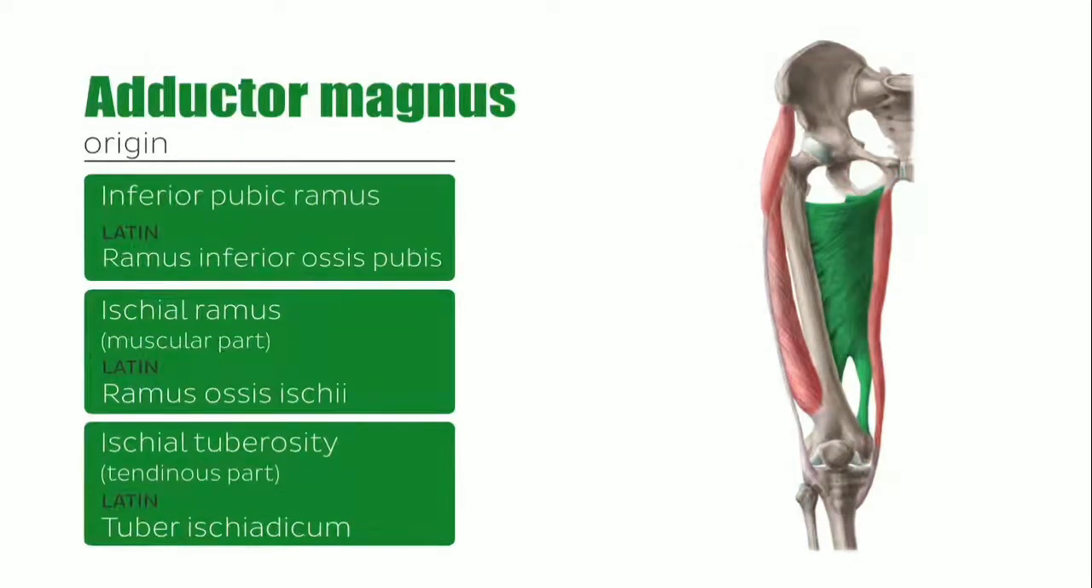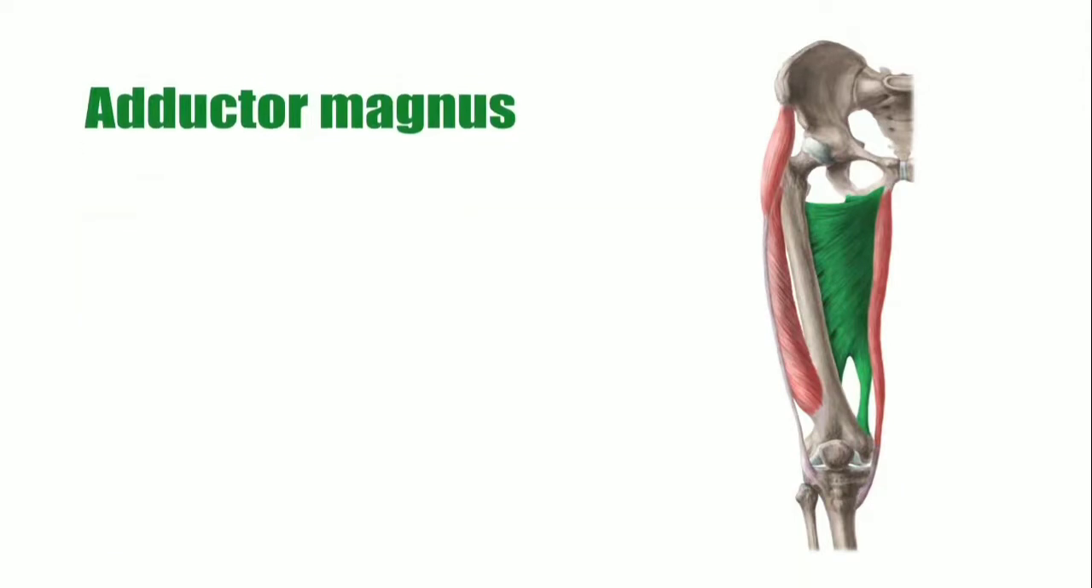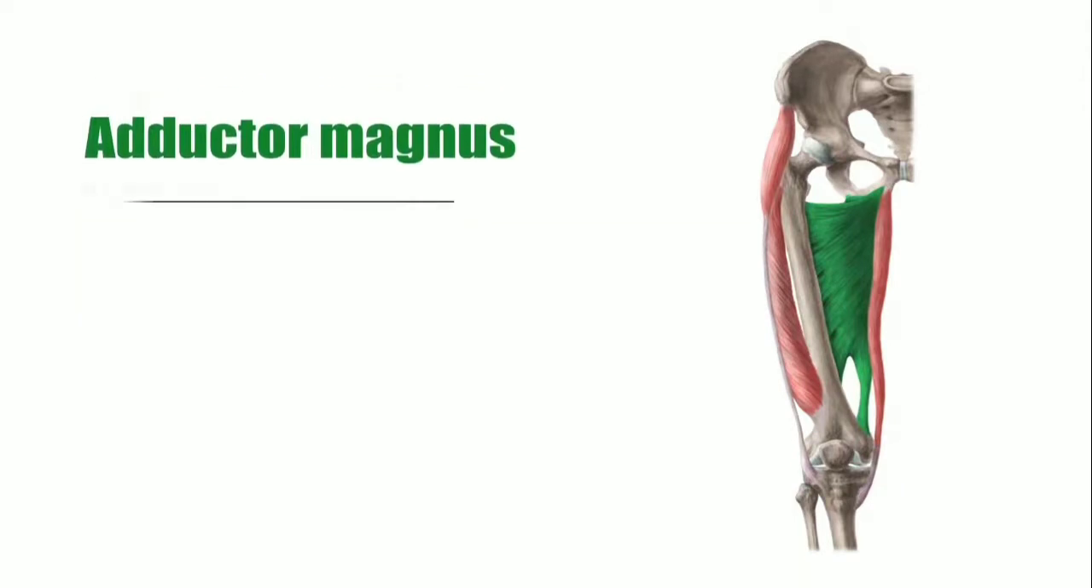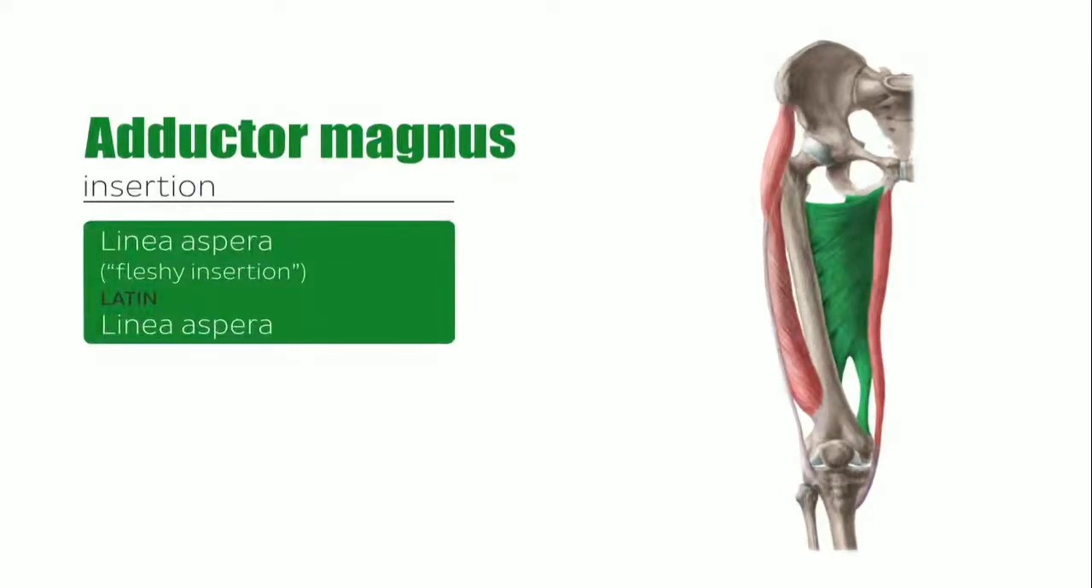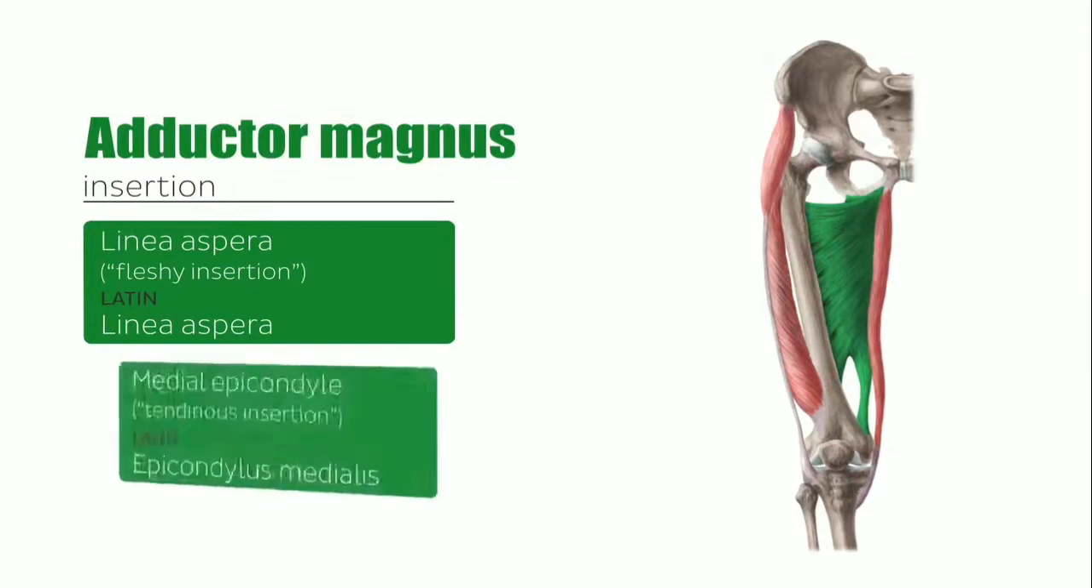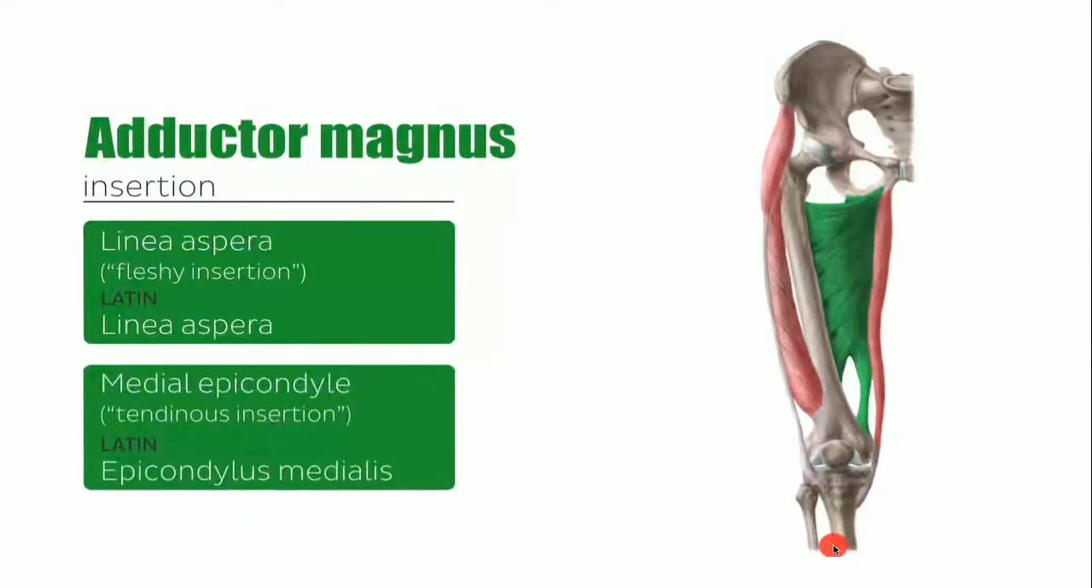Now this muscle goes all the way from the different hip bones to the femur to then insert at the linea aspera. So there is this fleshy insertion, as you can see here, that is going to be inserting on the linea aspera. And another insertion point that we call the tendinous insertion, as you can see here, is going to go all the way to the medial condyle of the femur.